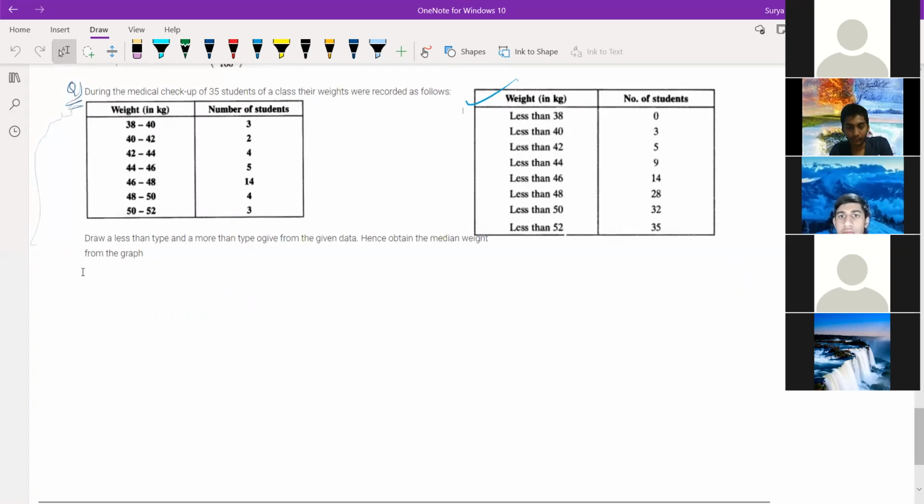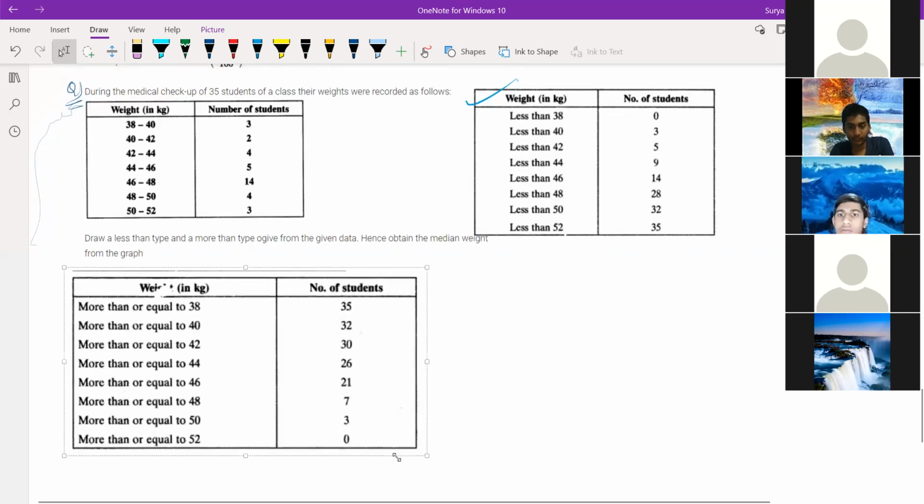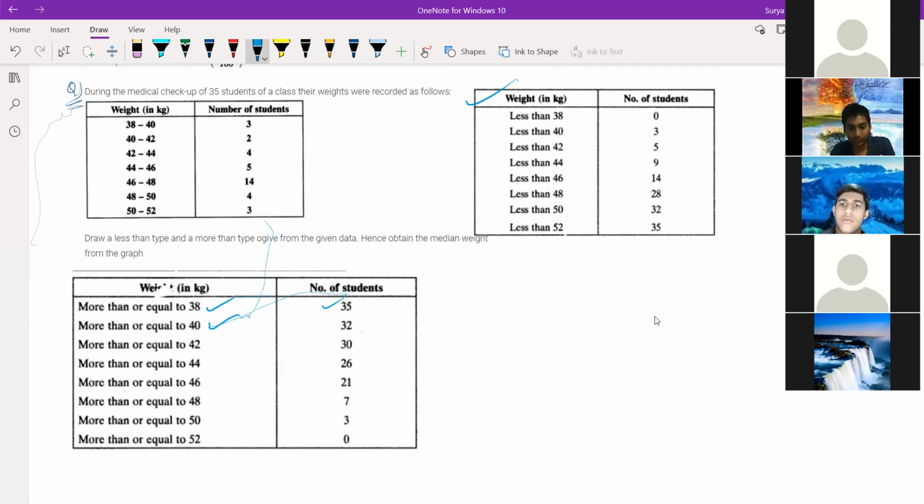Now I'm just putting the more than table here. See this more than table. Start like this. More than or equal to 38, this is your 35. All students will come under this. More than 40 means these 3 people will not be there. If you do more than, first you write 35.